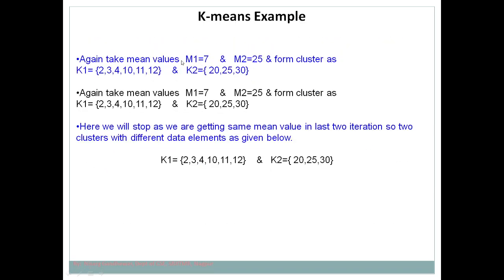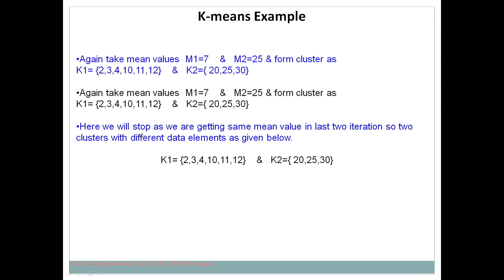Now again the same process, we try to map each data element to cluster K1 and K2 based on their similarity, based on the difference. So we got K1 equals this and K2 equals this. Again we take the mean of this, its mean is 7, again the mean of this is 25. So what do you observe? You observe that in the last two iterations the value of the mean is the same, that is, the centroid of a cluster is the same. The centroid of a cluster is the same in the last two iterations, so we will stop here.